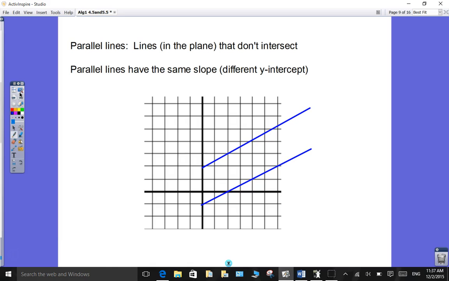Now, they have to have different y-intercepts, right? What if they had the same y-intercept and the same slope? What's that? They would be the same line. If they have the same slope and the same y-intercept, they are the same line. They're not parallel anymore. Actually, they share every point on the line, right? Not parallel.